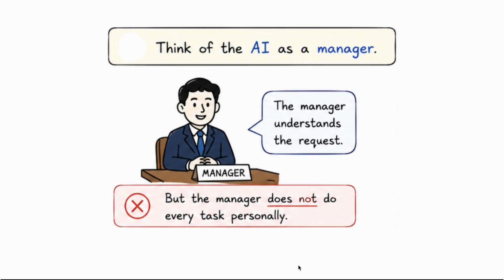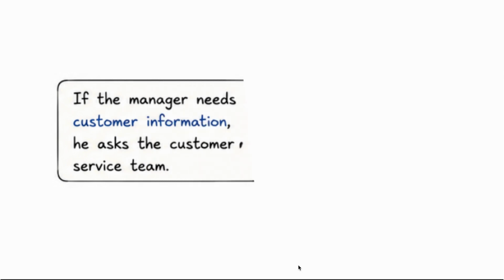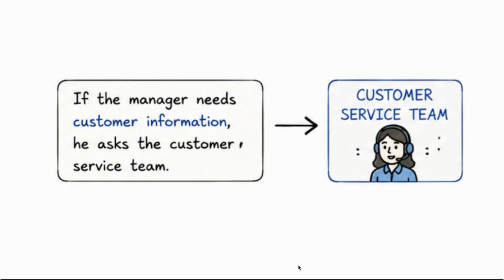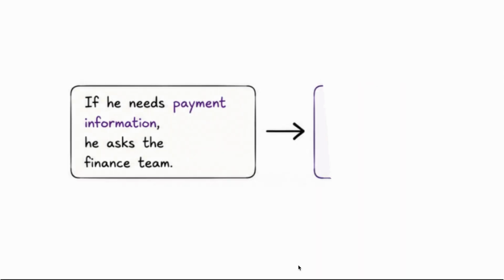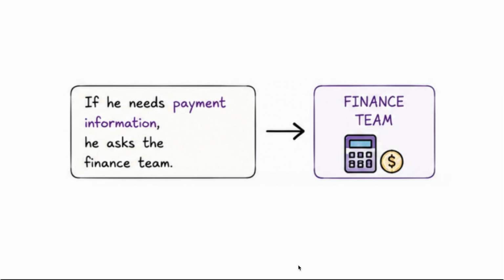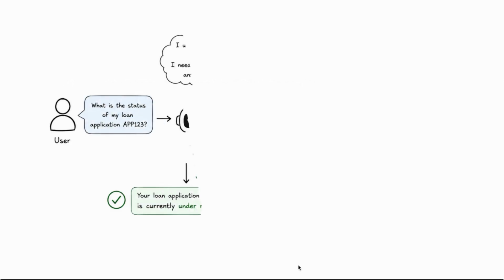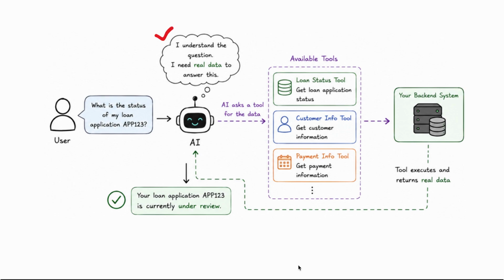Think of the AI as a manager. The manager understands the request, but the manager does not do every task personally. If the manager needs customer information, he asks the customer service team. If he needs delivery information, he asks the logistics team. If he needs payment information, he asks the finance team. Similarly, the AI understands the user's question, but when it needs real data, it asks one of the available tools.